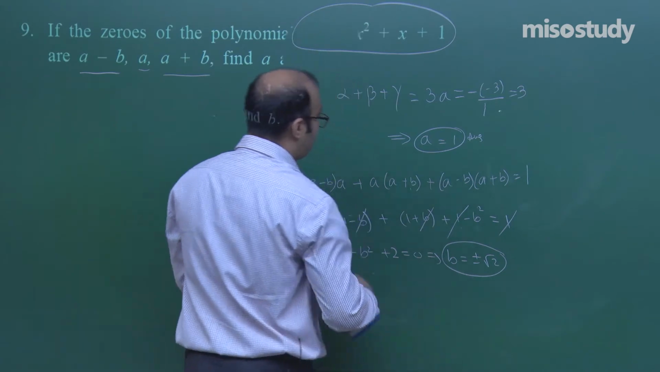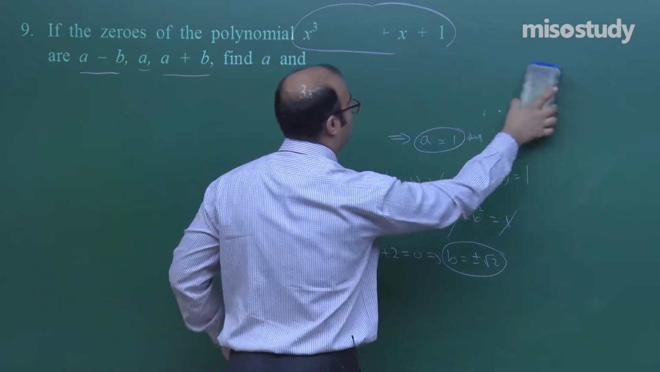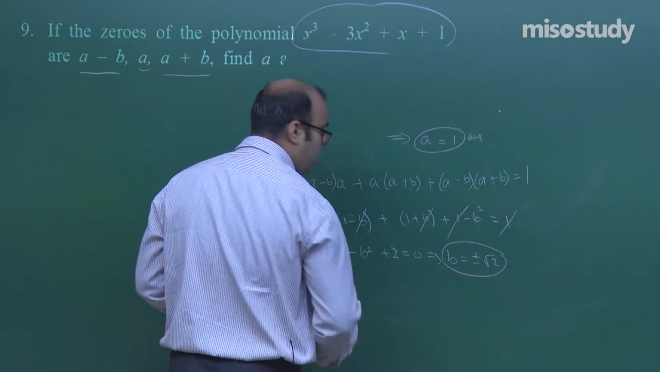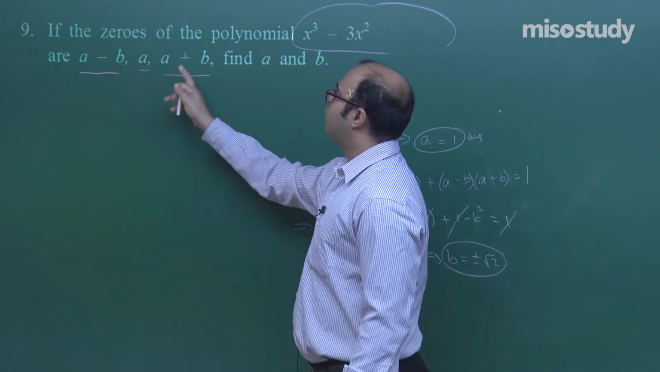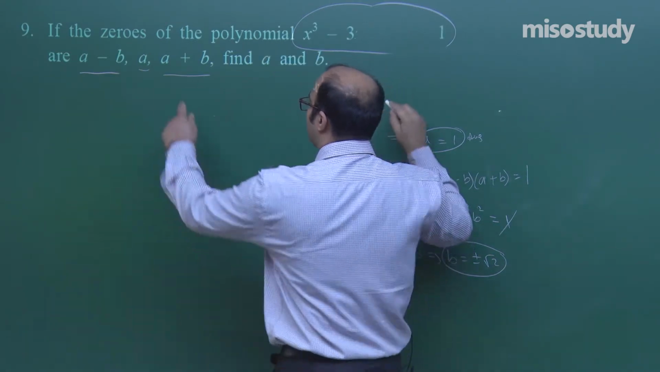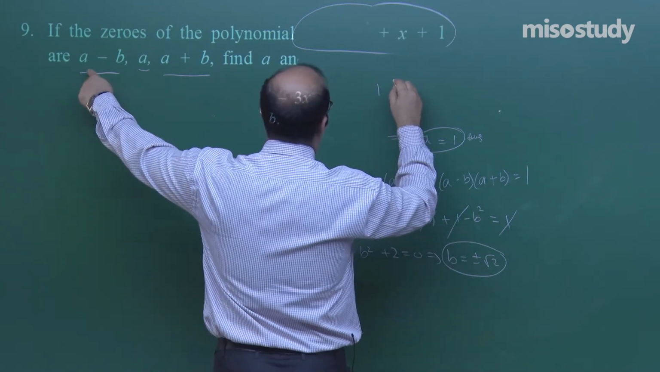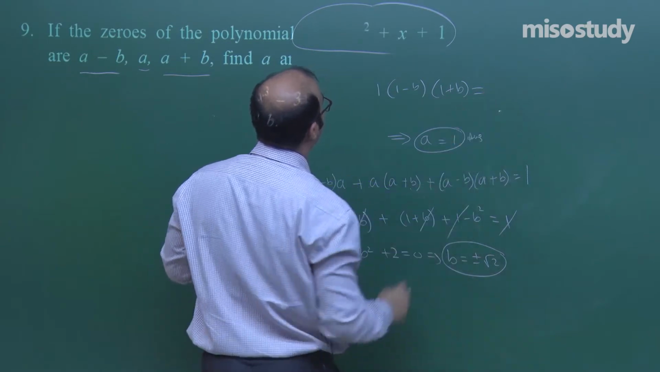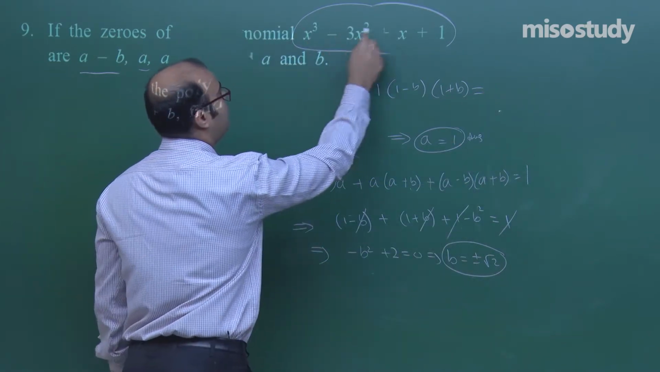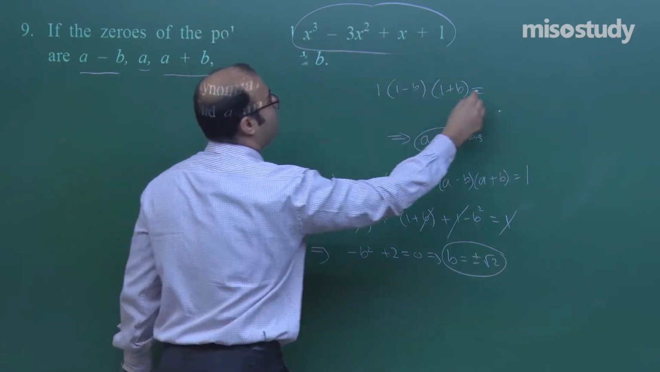Let us see. So we have got the value of a right now. Now let us take the product of all the roots. So if we do the product of all the roots, as a is 1, so we will write 1 into 1 minus b into 1 plus b, and this is equal to minus d by a, that is minus d by a is minus 1.